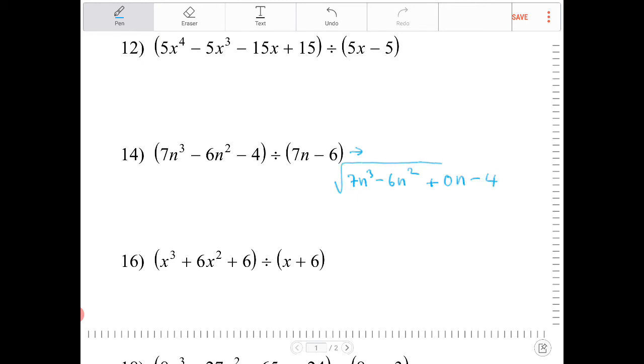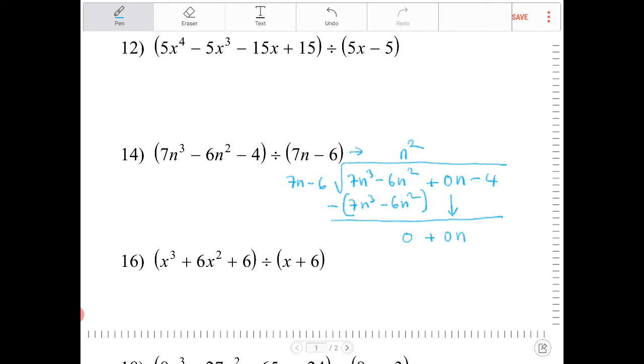Anytime that you're missing one of those terms, you got to put it in so that when you perform the long division, you'll have a place to represent that placeholder. Okay, so I will multiply 7n by n squared. 7n times n squared, that gets me 7n cubed. 6 times n squared, that's minus 6n squared. Perform the subtraction. So I get negative 6n squared, so that's 0, and I want to pull this down, plus 0n.